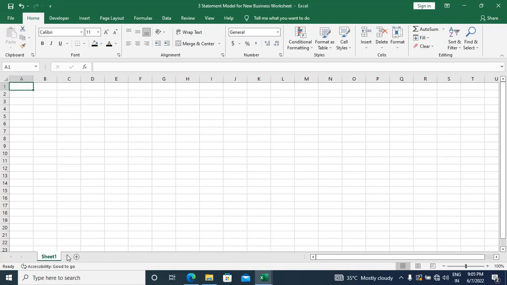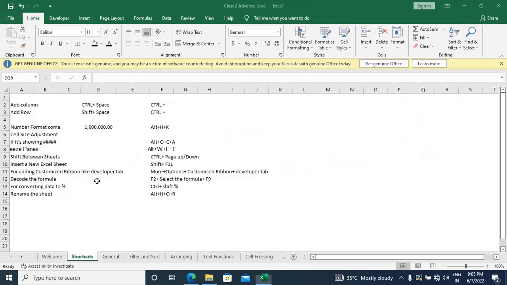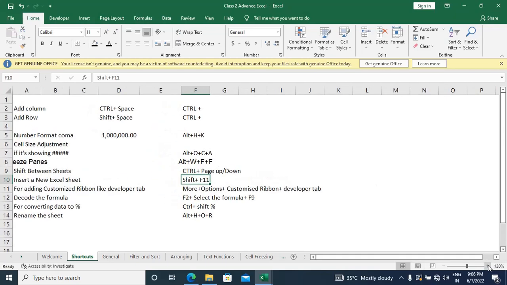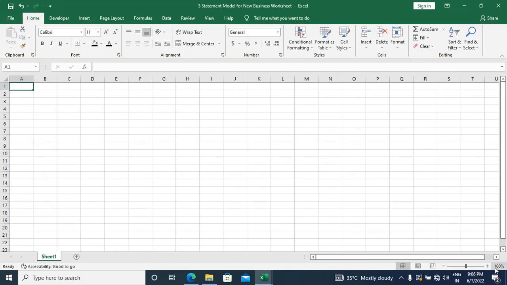So how can you do it? You can just add a sheet manually like this, or what is the shortcut? I have already given it to all of you. Insert new Excel sheet: Shift plus F11, and you can add one new Excel sheet. How to do it?